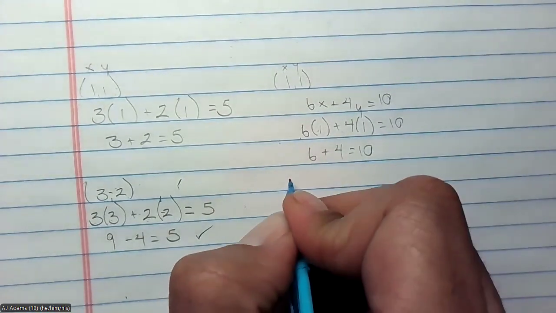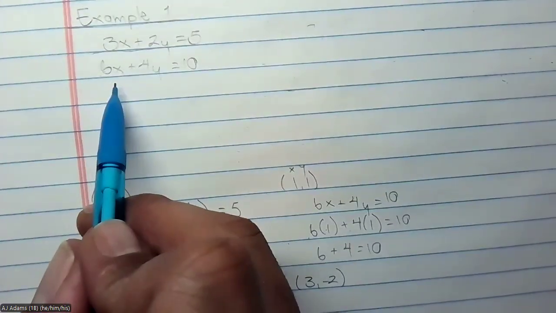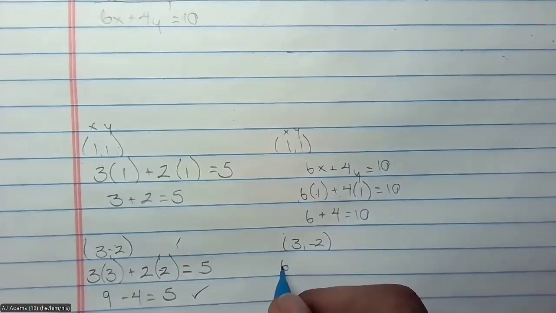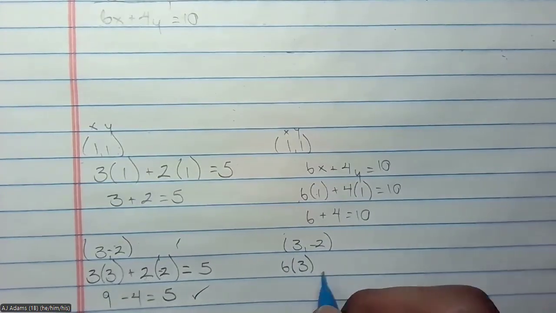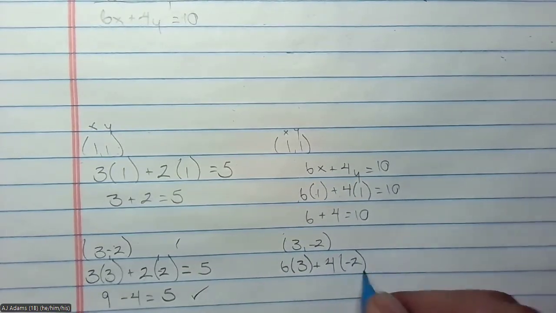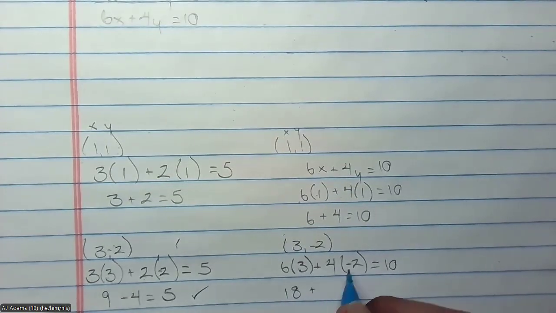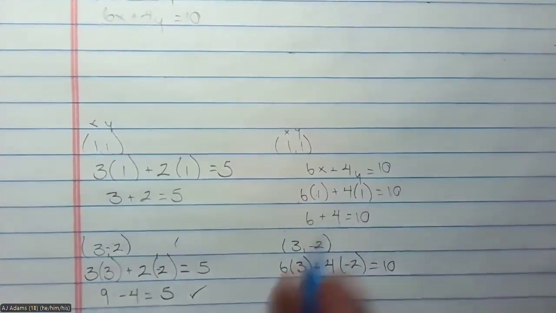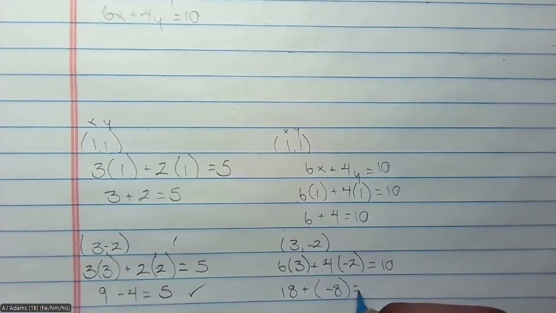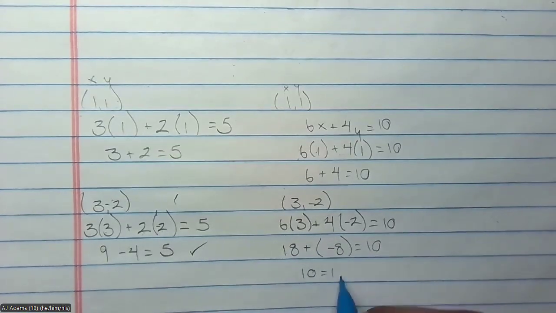Now let's try (3, -2) for the second equation, which is 6x plus 4y equals 10. So we can do 6 times x, which is 3, plus 4 times -2, which is y, is supposed to equal 10. We have 6 times 3, that's 18, plus 4 times -2. Well, we could just write it like this. 18 plus -8 equals 10. 18 plus -8 does equal 10.